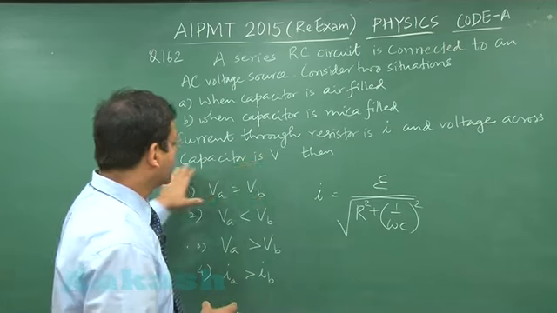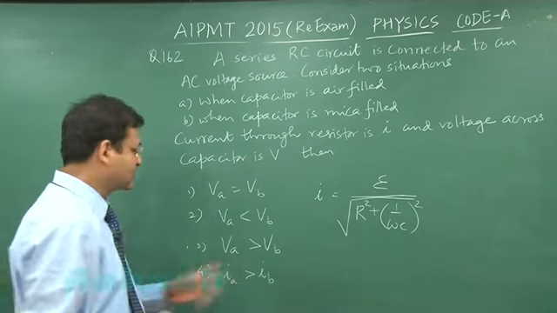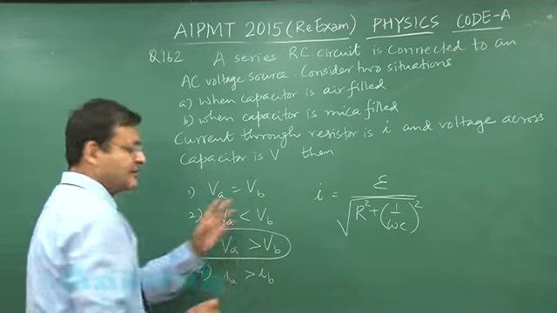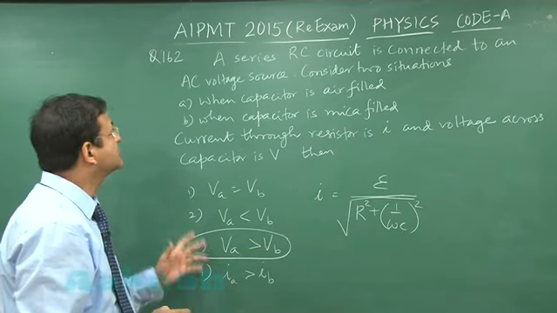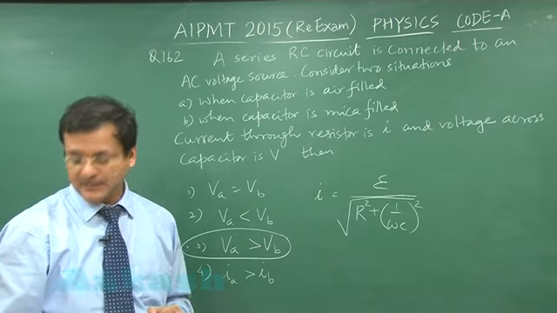So the potential drop across the capacitor will be decreasing. Here V is the potential drop across the capacitor. So in the second situation, the potential drop across the capacitor will be less. So you should mark this answer, and VB should be less than VA. So this is the answer to question 162. Switch over to the next question, 163.